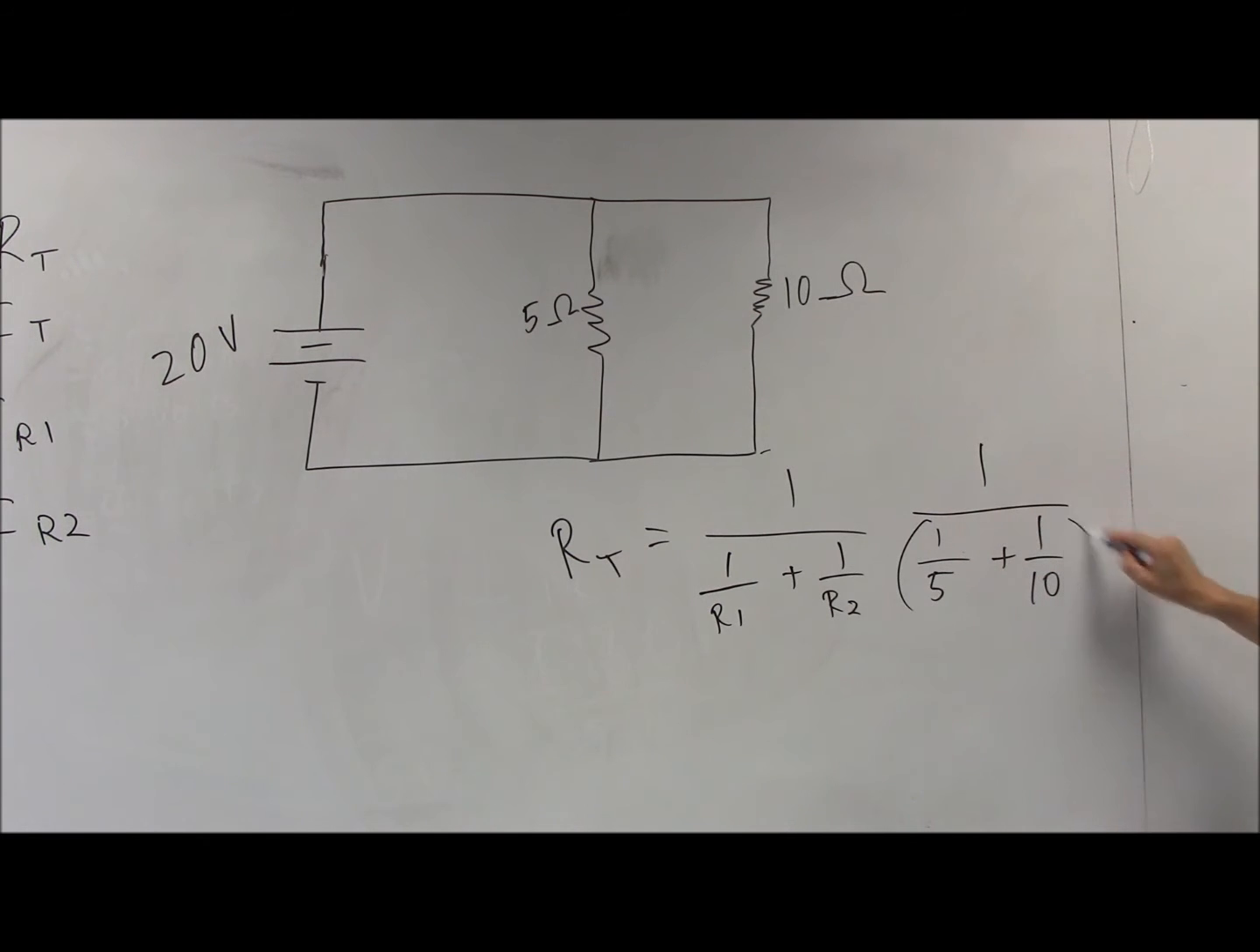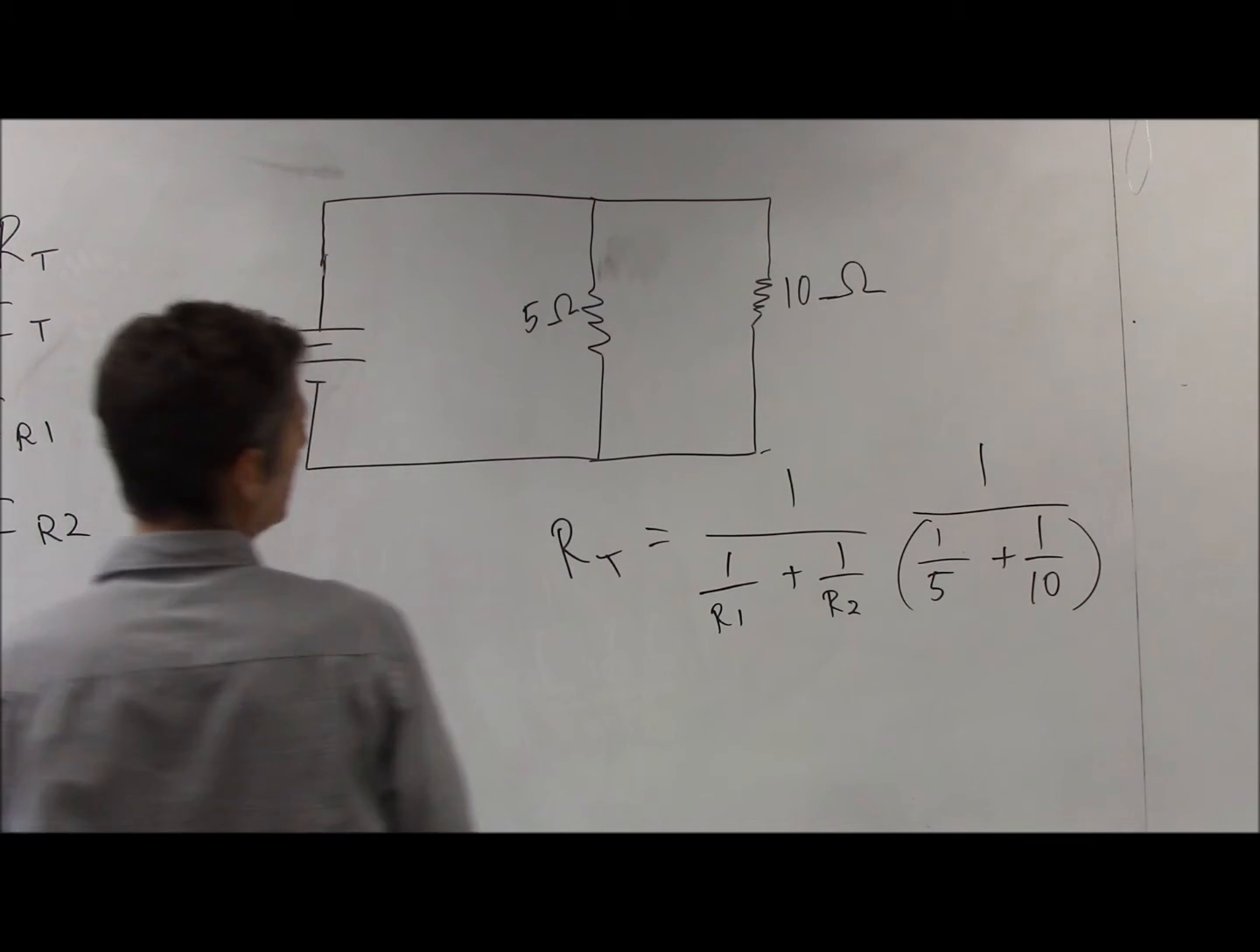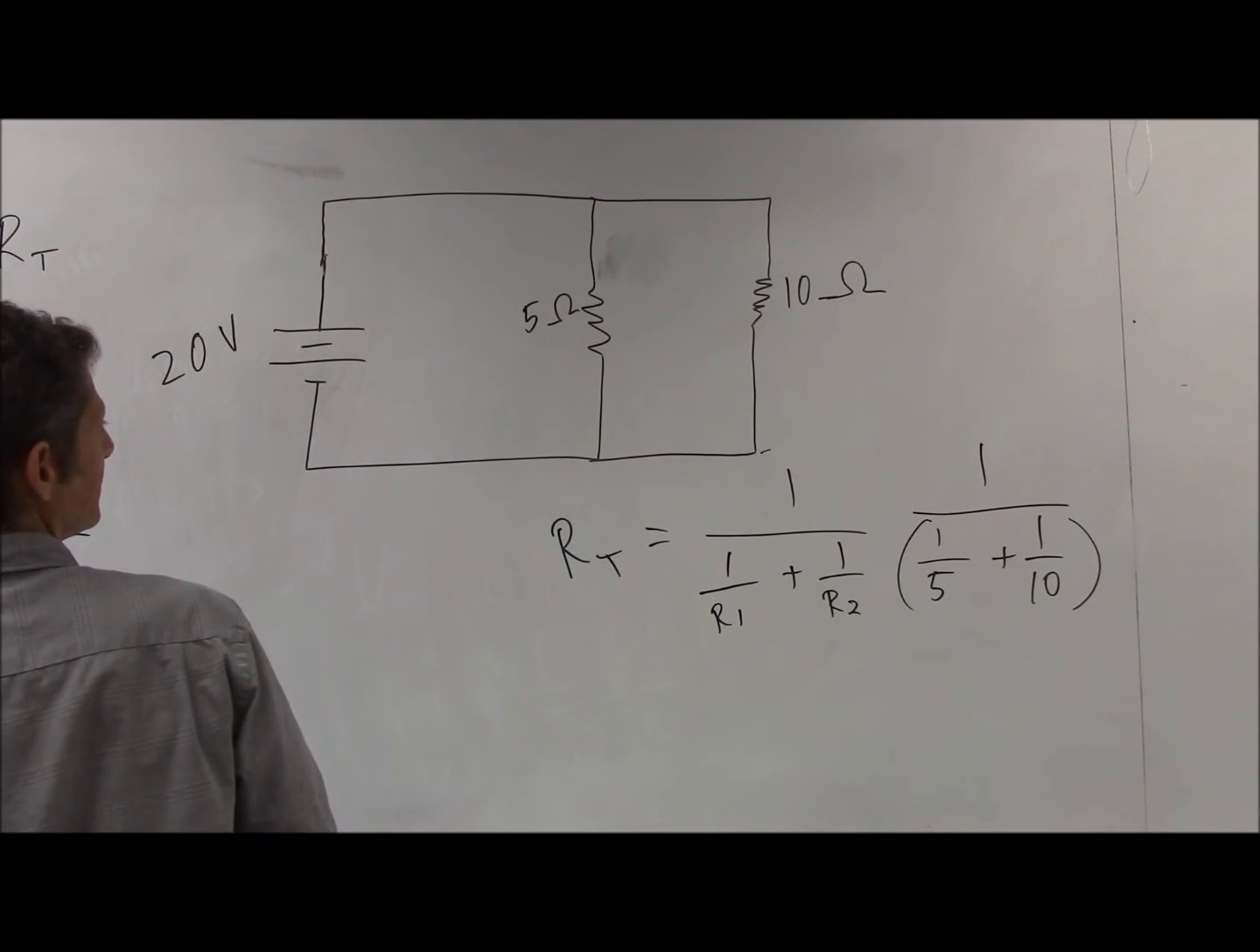I usually punch it in and put parentheses there. 1 over 5 plus 1 over 10. Ms. Stewart is doing it behind the camera. What form would you like it in? Give me a decimal. It's 3.3 repeating, also known as 10/3.